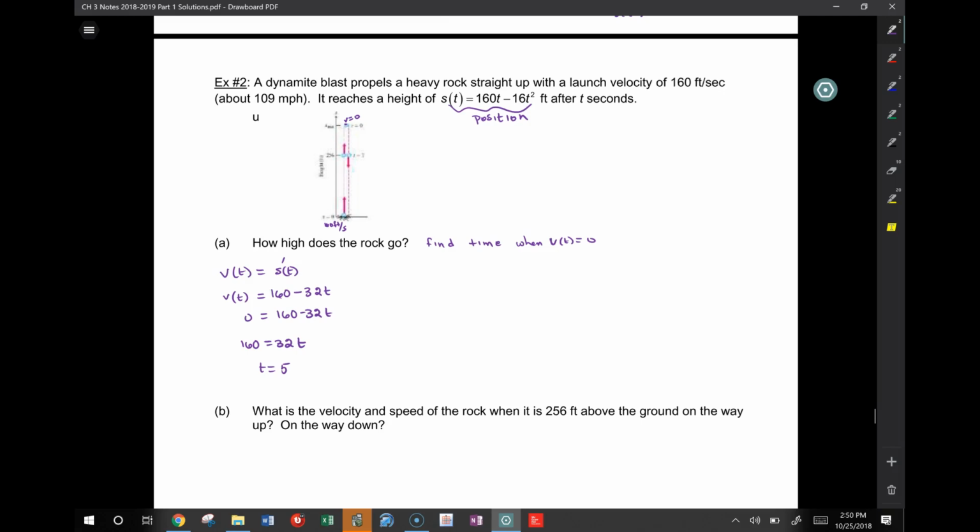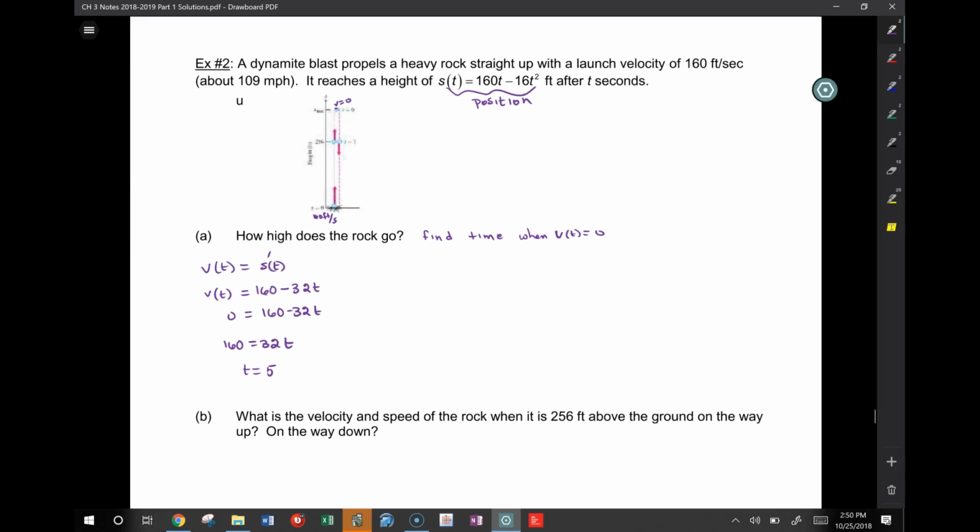Okay? So now, that's all fine and cool and lovely, but that's totally not what the question is asking. The question is asking, how high does it go? Well, any way for me to figure that out? Plug it into the position function. So now, s of 5 is equal to 160 times 5 minus 16 times 5 squared.